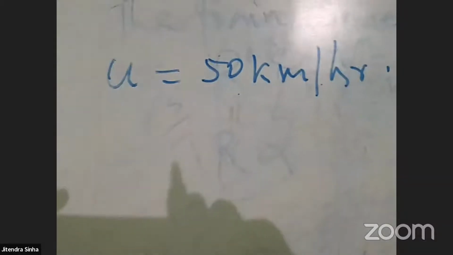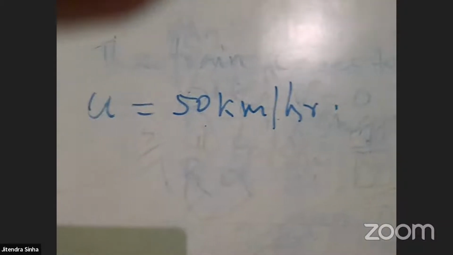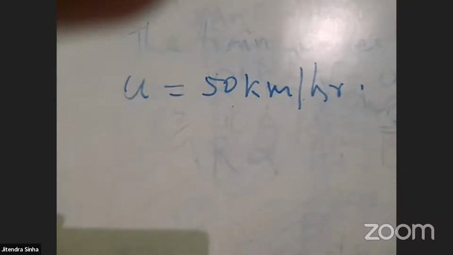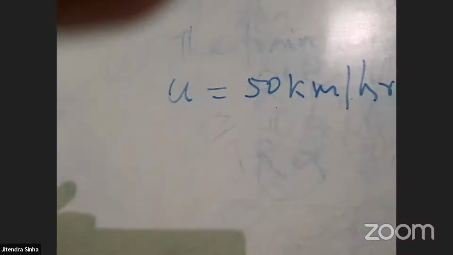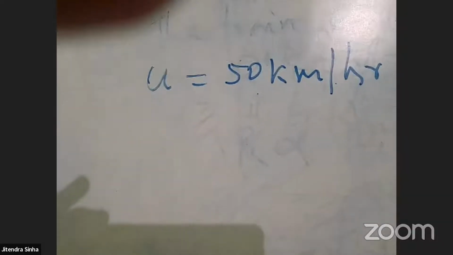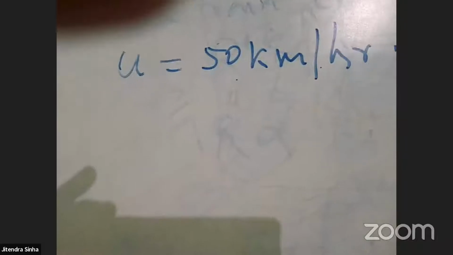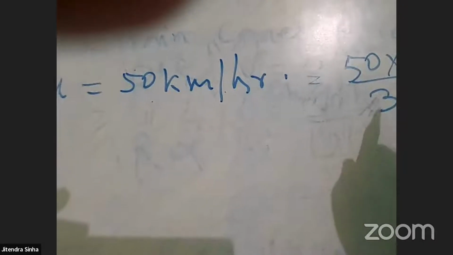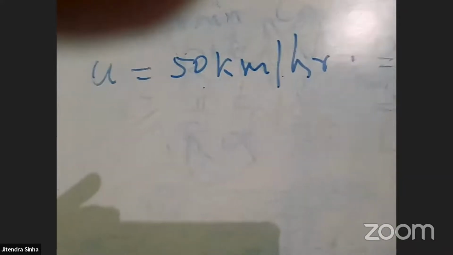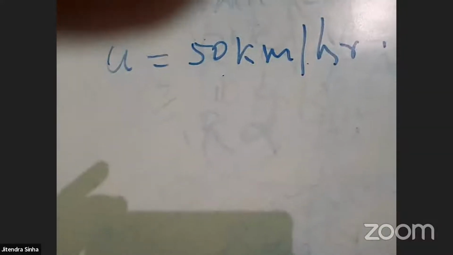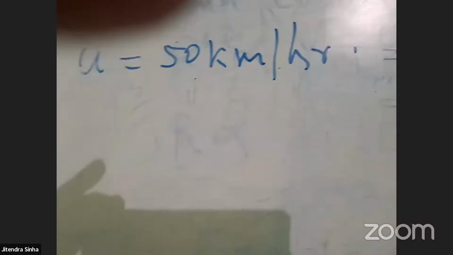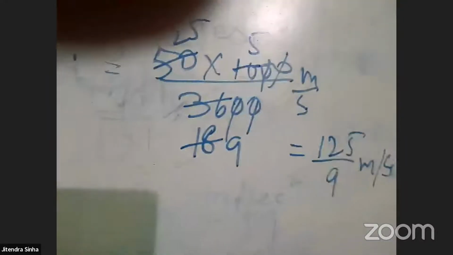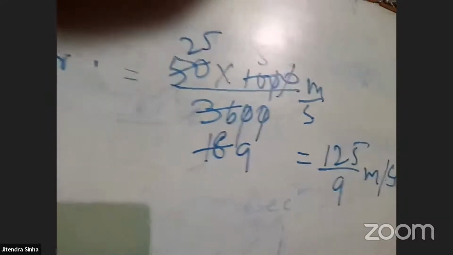Okay, sir. ठीक है, मीटर पर सेकंड में इसको चेंज करो, that is 50 into 1000 divided by 3600, that is meter per second. How much you are getting? You are getting 125 by 9 meter per second. Yeah, Yes, sir. this is your initial velocity.